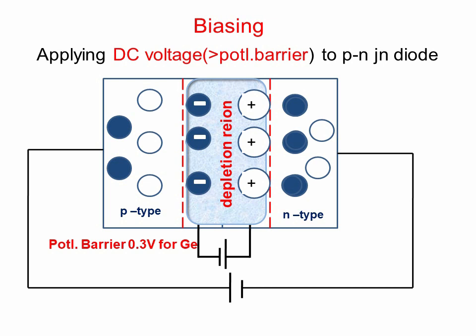So, external DC voltage is applied, which should be greater than that 0.3 volt. So, 1 volt is given to that p-n junction diode as applied DC voltage. The 1 volt is greater than 0.3 volt. So, using this condition, we can move the charge carriers from either side.